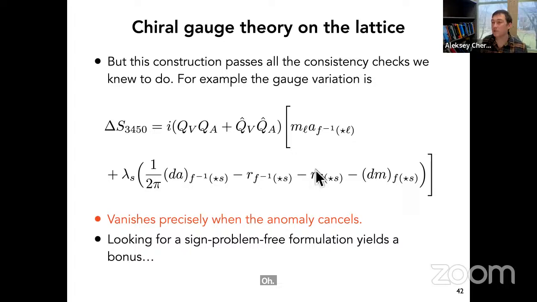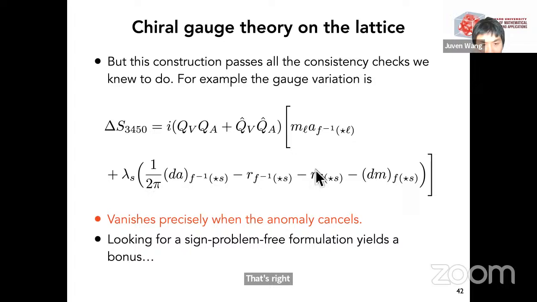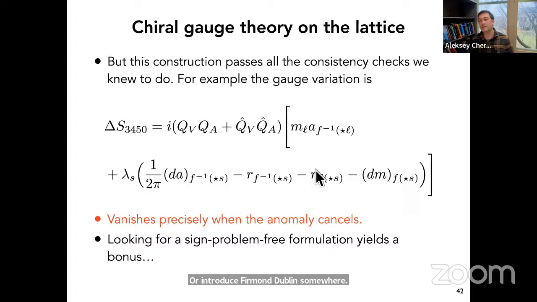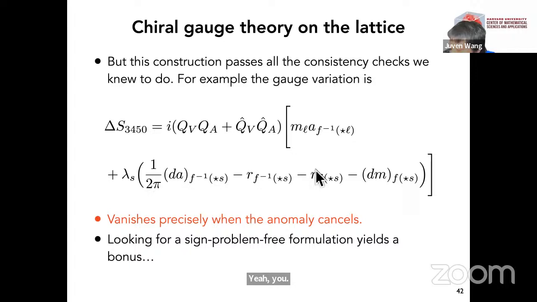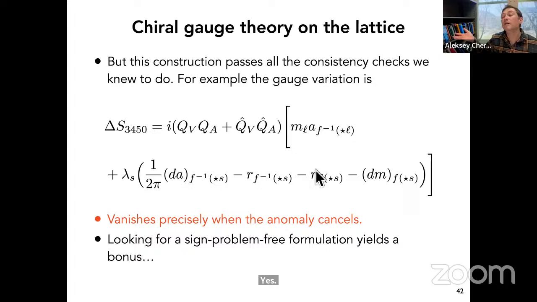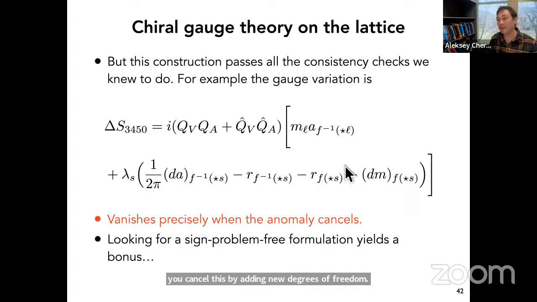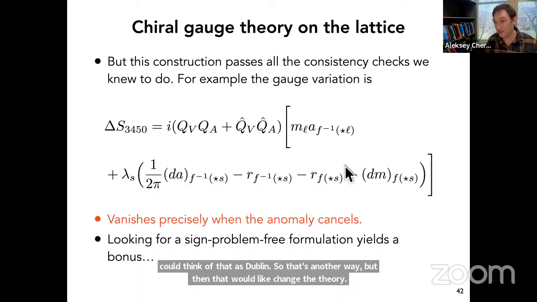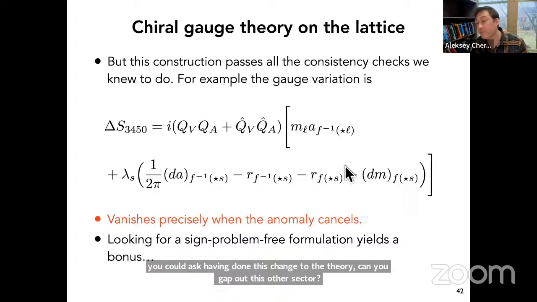And another comment is, does that square bracket term imply a possibility to introduce a bulk or introduce fermion doubling somewhere? Good. So I think indeed, another way to cancel this would be to introduce another sector with some other charge assignments such that you cancel this by adding new degrees of freedom. Right. You could think of that as doubling. So that's another way, but then that would change the theory. Then you could ask, having done this change to the theory, can you gap out this other sector? That would be more like what the mirror decoupling approach or the symmetric mass generation approach would be.